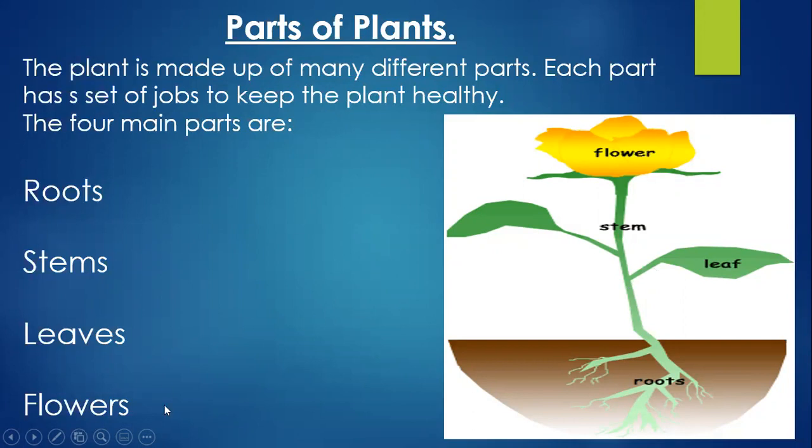And then we have flowers. The most attractive part of the plant is the flowers, and then flowers turn into, not always, but sometimes, fruits. These are the main parts: roots, stems, leaves, and flowers. And they do different types of jobs.